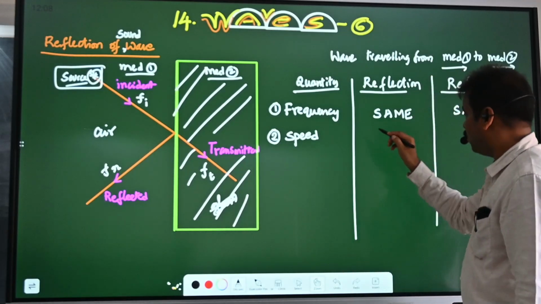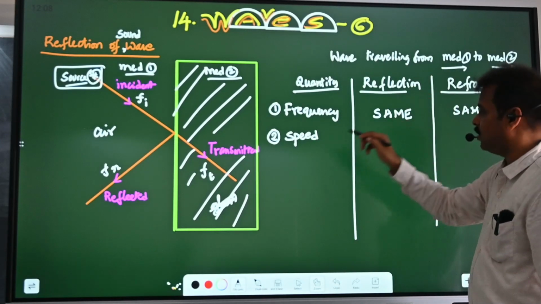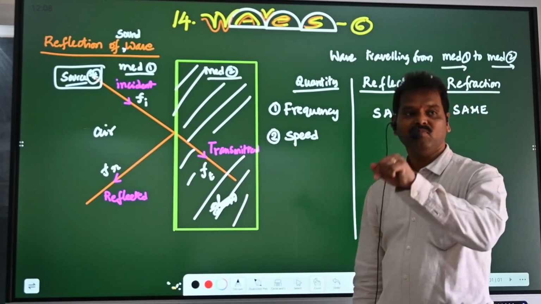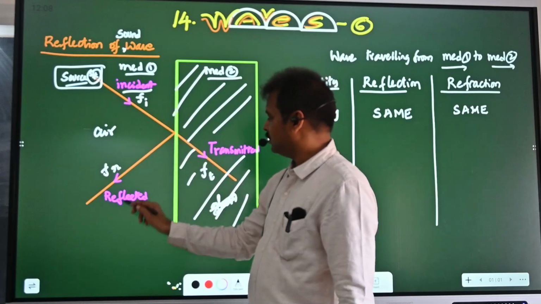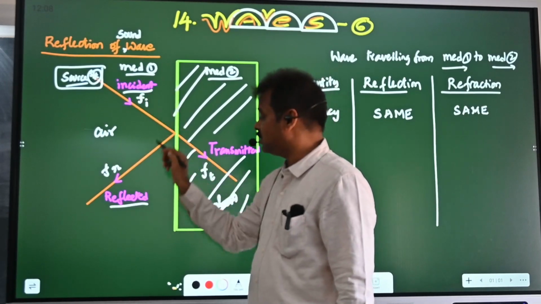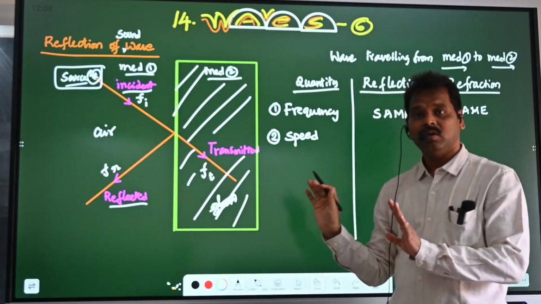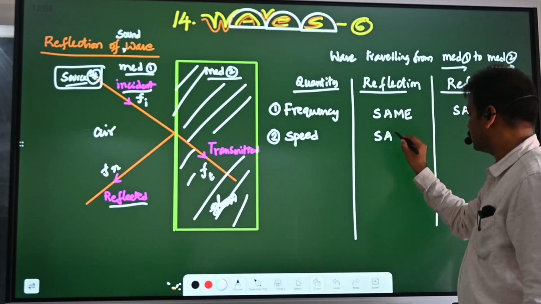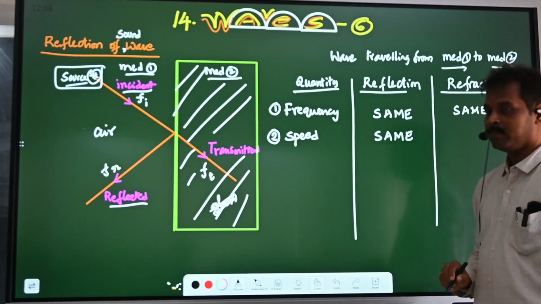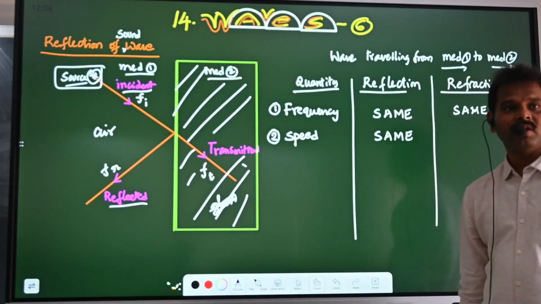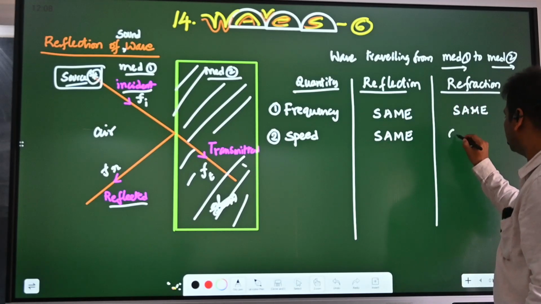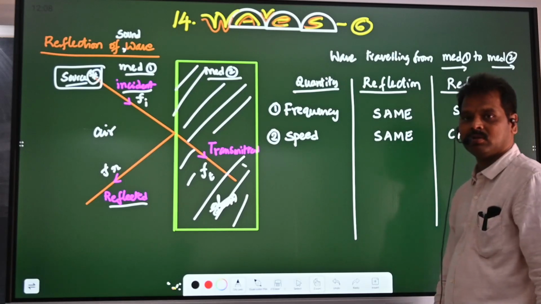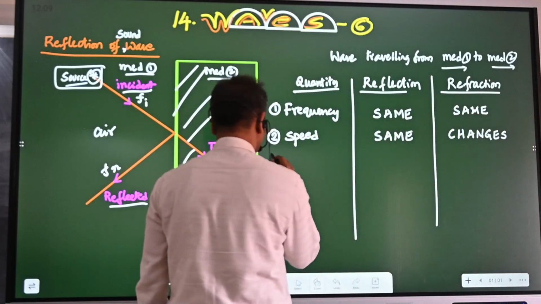Now what happens to the speed for a reflected wave? Why is it same? Because speed depends on medium. This medium is same only. Both incident and reflected light rays or sound waves are traveling in the same medium. So what can I write here? Then what about the speed in the other medium? As medium changes, this changes. Speed changes.